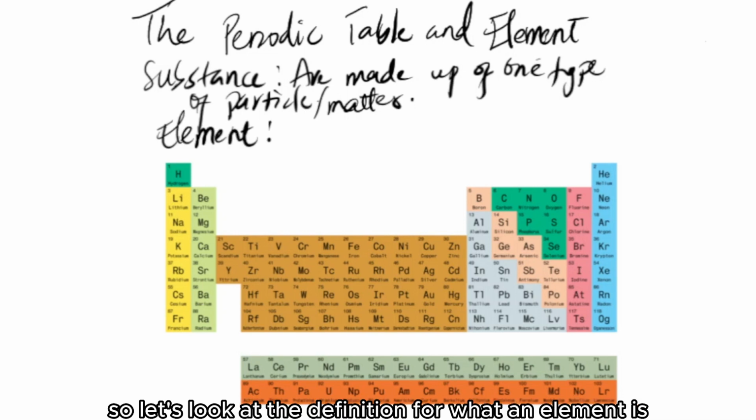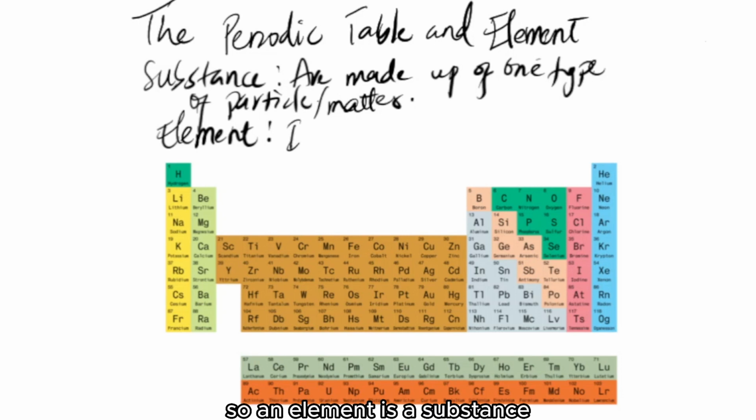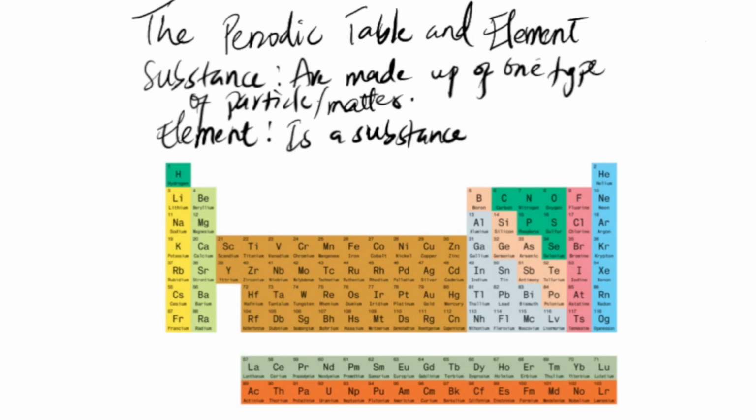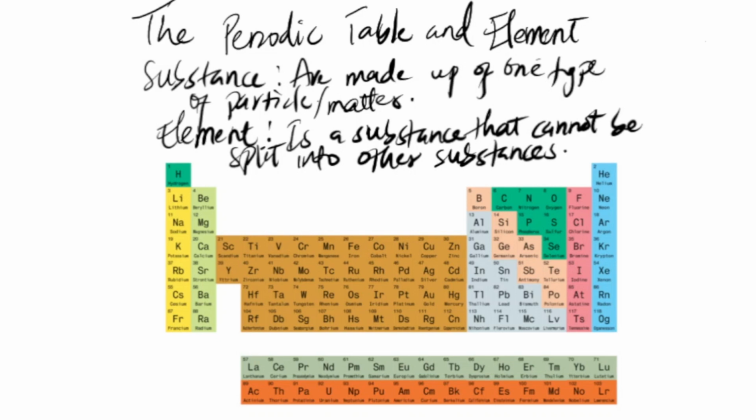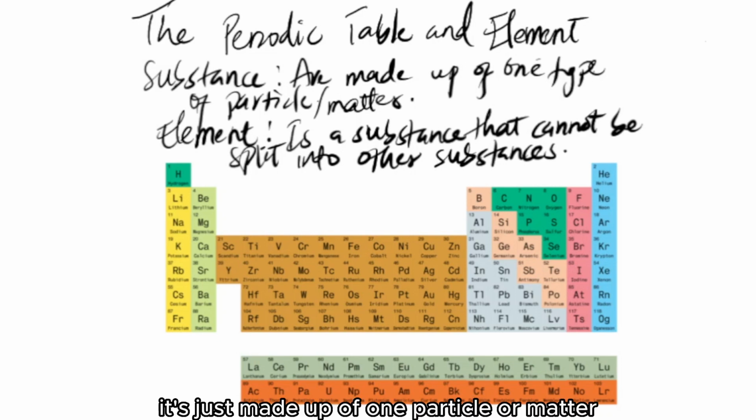Now, an element is an example of a substance. So let's look at the definition for what an element is. An element is a substance that cannot be split into other substances. So whenever we take an element, it's just made up of one particle or matter, and we can't split it.